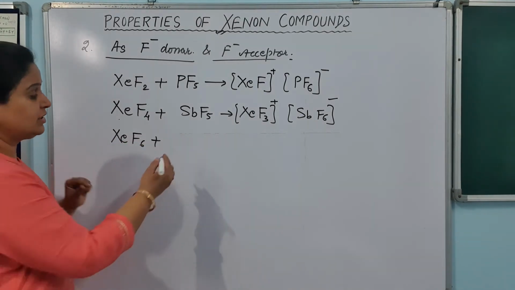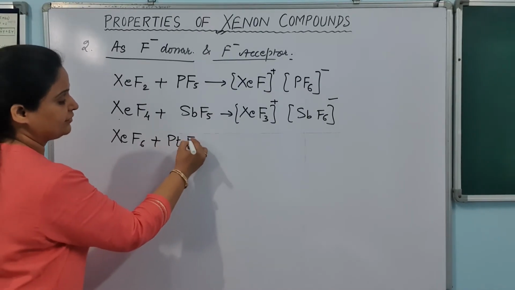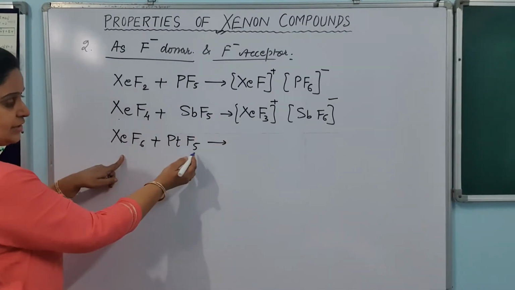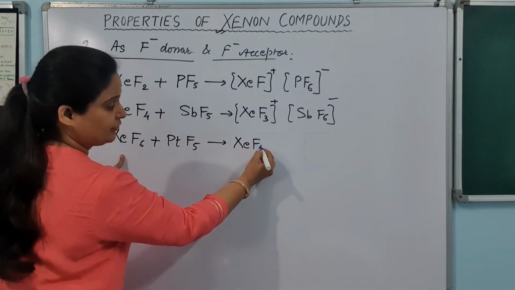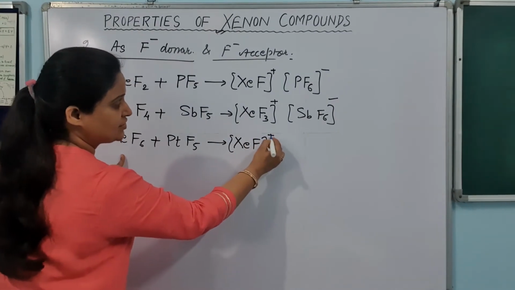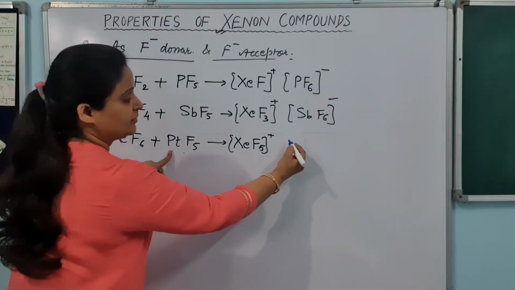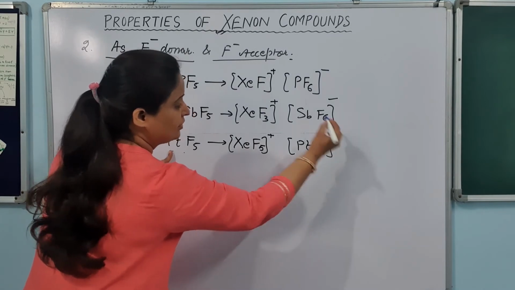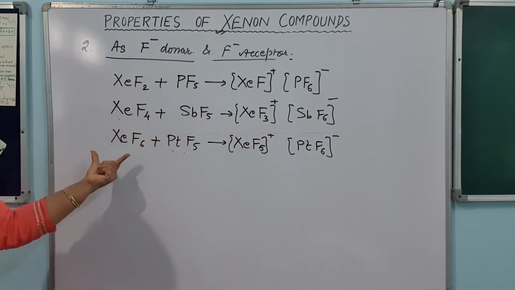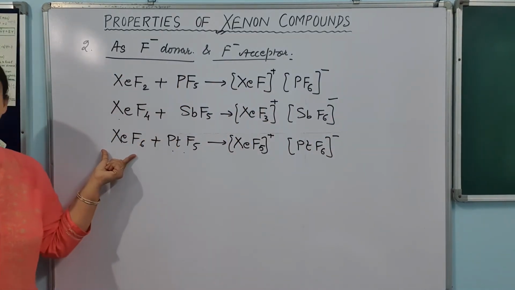So look at the reaction, PtF5, and it is going to donate one fluoride ion to XeF5. Positive charge will appear, and PtF5 will gain one fluoride and turn into PtF6, and this is how it is working as a donor of fluoride ion.